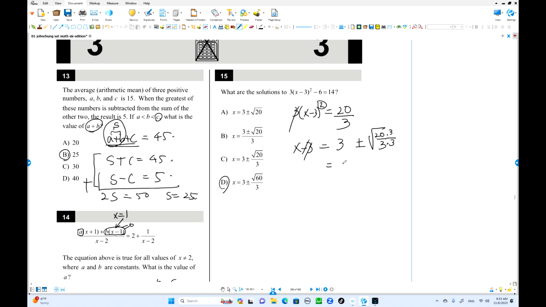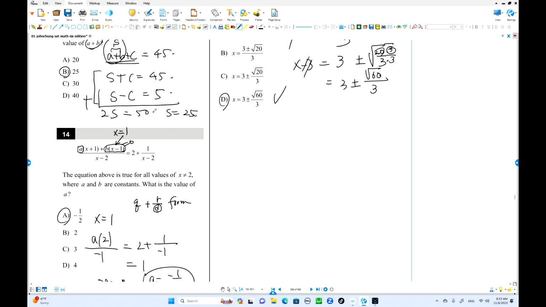A rational number, okay? So 3 plus or minus, okay? Square root of 9 is how much? 3 over, 20 times 3 was square root of 60, okay? Choice D is the answer.